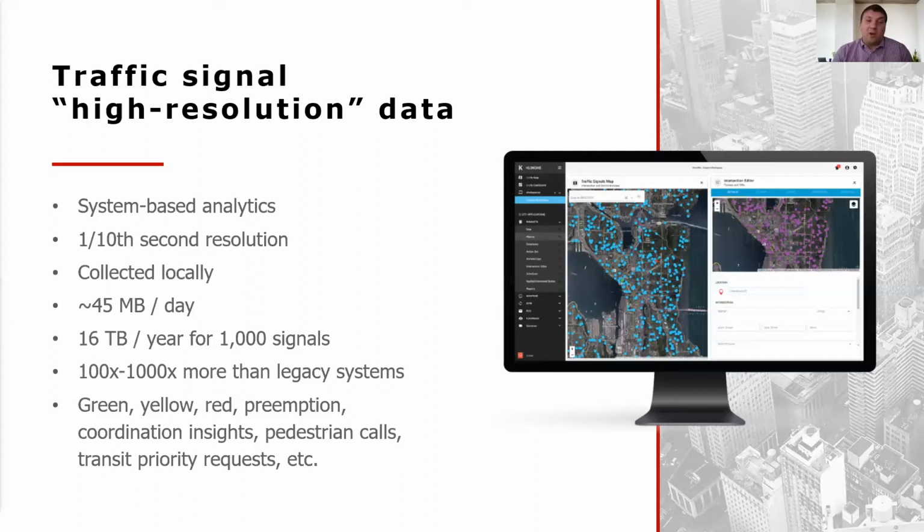And that includes all kinds of things. I mentioned there's 200 something indices right now, but it's like a 10th second timestamp of when it goes green, yellow, red, transition times, preemption, transit priority. When a PED push button's pushed in, you could have it configured to the cabinet's opened or closed. So anyway, a lot of information.